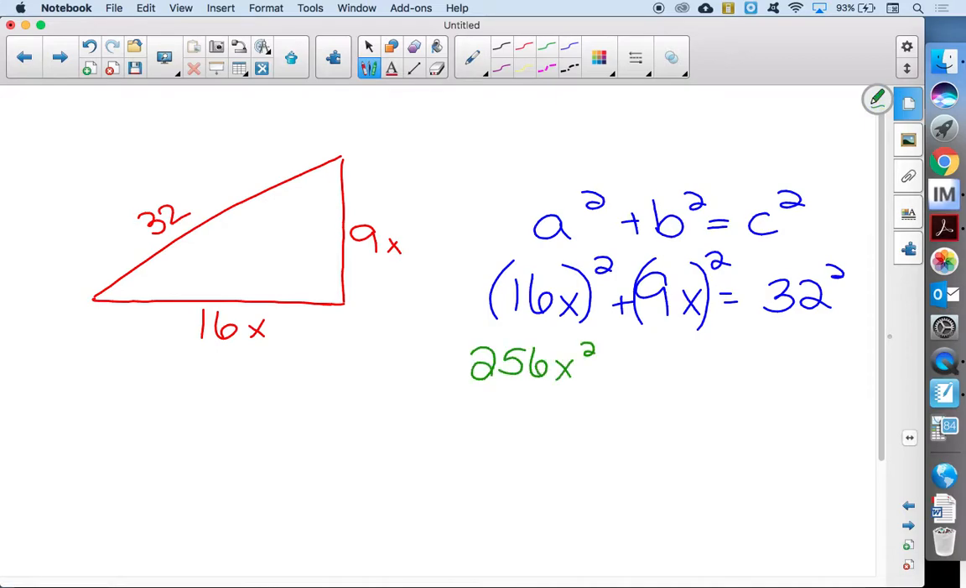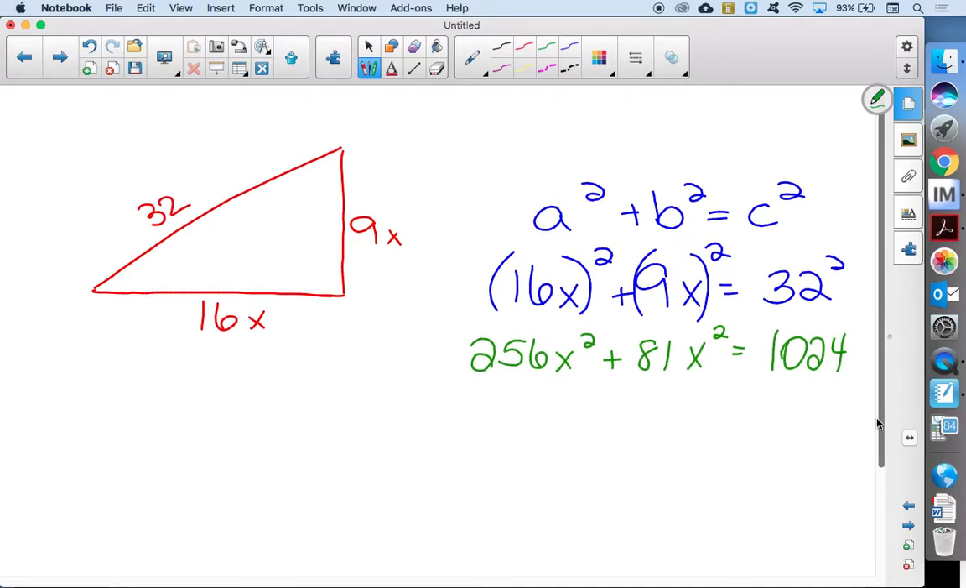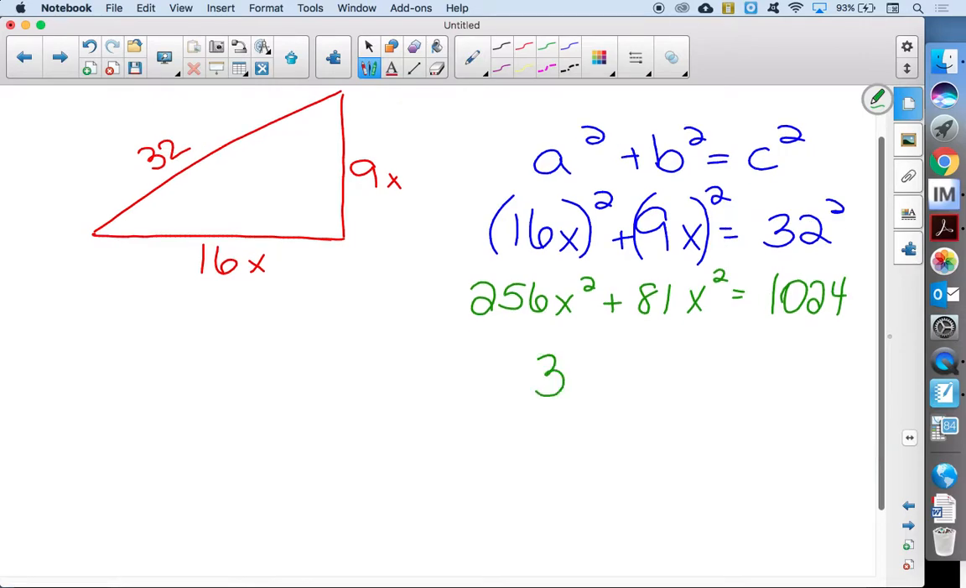If you only have 16x squared, then you're going to get a wrong answer because you're not squaring all of it. That whole side needs to be squared, that whole quantity. 9 squared is 81, and 32 squared is 1024. So 256 and 81 is 337. So we have 337 x squared is equal to 1024.